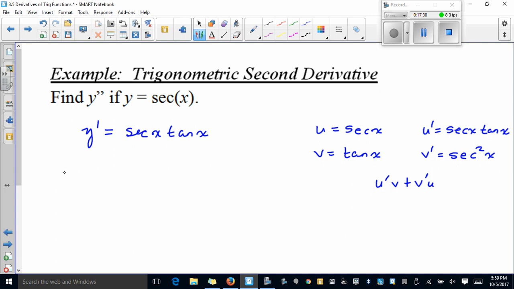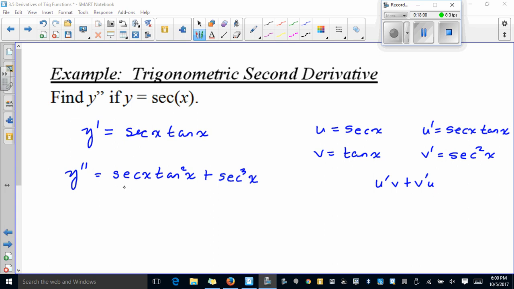So my second derivative, u prime v, so I have secant of x times tangent, tangent, so tangent squared, plus, and then I multiply this way. And I have secant squared multiplied by secant is going to give me secant cubed of x. Okay, and we're done with this.